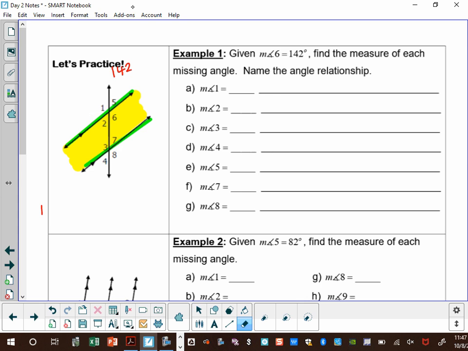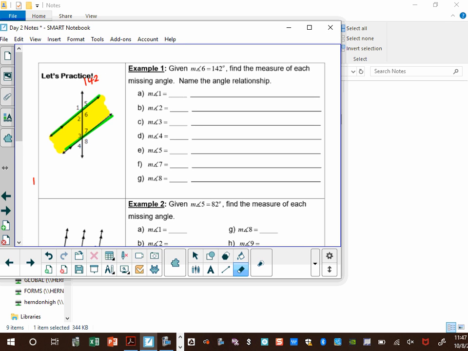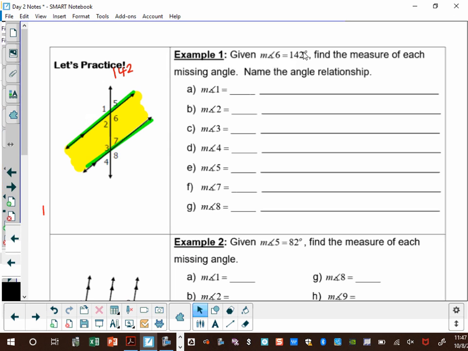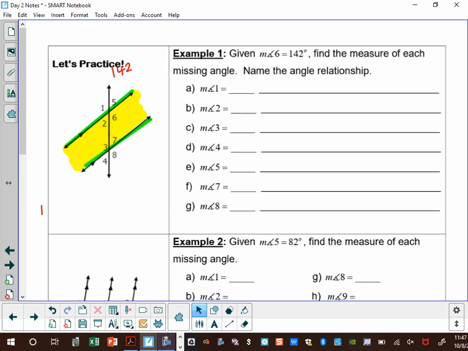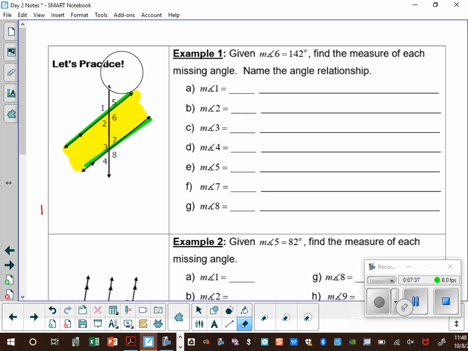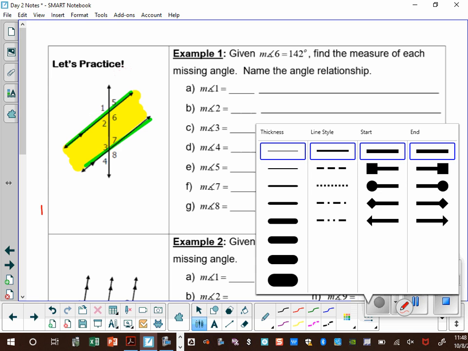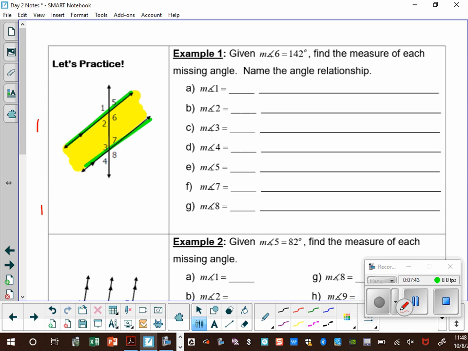Alright, hold on. Alright, fingers crossed. Let's try it. Alright, so maybe a little bit smaller, but hopefully this works for us. Alright, angle 6 is 142 degrees. Guys, focus please.